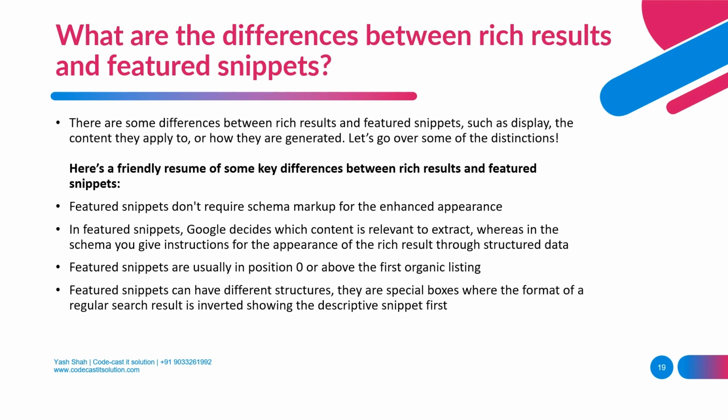Rich results and featured snippets. Featured snippets don't require schema markup for the enhanced appearance. In featured snippets, Google decides which content is relevant to extract, whereas in the schema you give instructions for the appearance of the rich result through structured data.